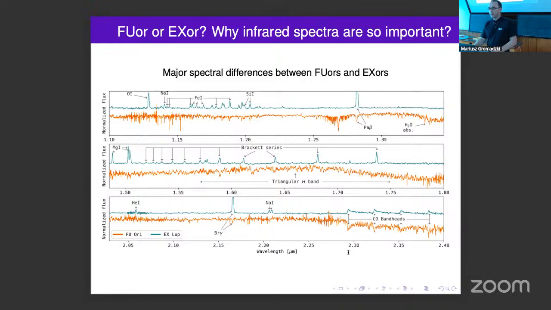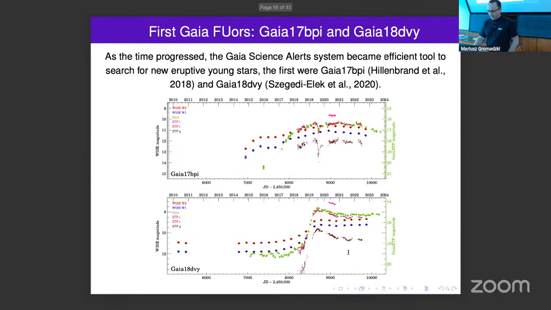FUor outbursts last for many decades, sometimes 100 years. But EXors, sometimes a few weeks, months, maybe a year, not much longer. And there are plenty of cases, dozens of cases, which last for a few years. Those are intermediate cases, which show characteristics of both FUors and EXors. And Gaia was vital in discovering many new FUors.